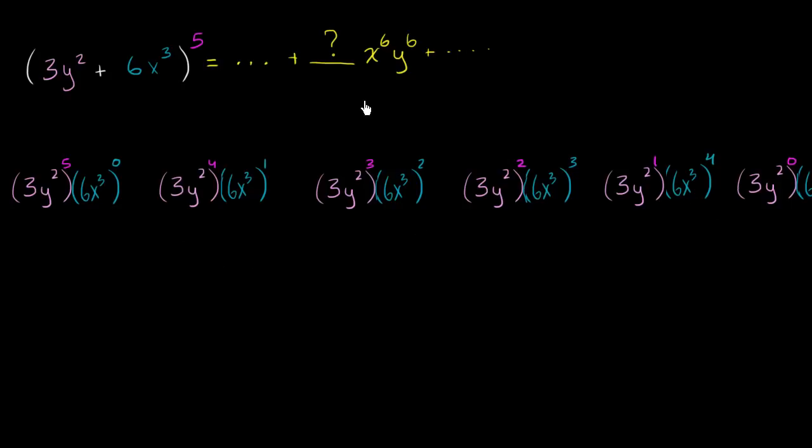But which of these terms is the one that we're talking about? It has x to the sixth, y to the sixth. So here we have x, if we take y squared to the fourth, that's going to be y to the eighth. So that's not it. If we go here, we have y squared to the third power. That's y to the sixth. And here you have x to the third squared. That's x to the sixth. So what we really want to think about is, what is the coefficient in front of this term?